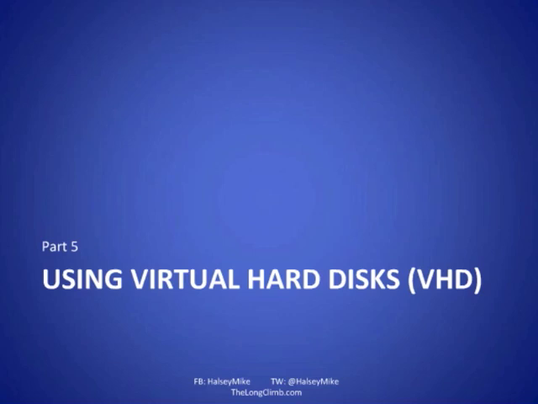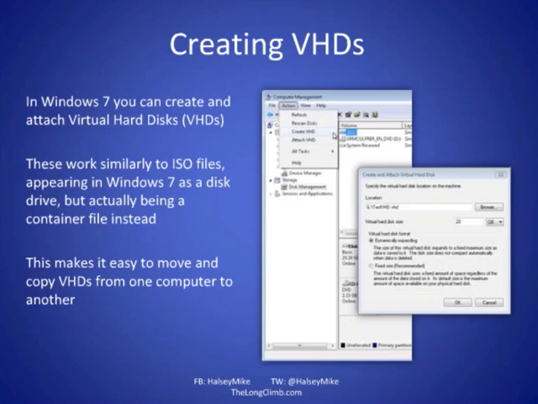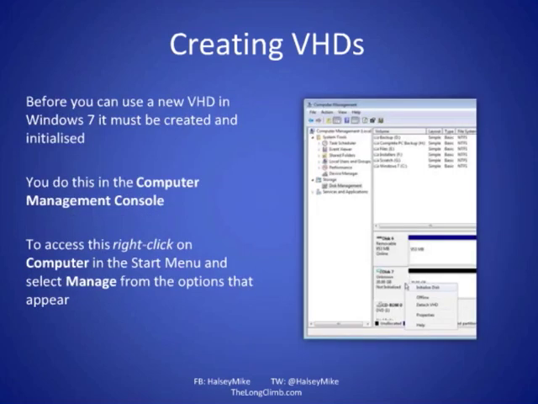A bit like an ISO, if you're used to disk ISO files, which are an image file of a CD or a DVD. But you can create these in Windows 7, and you can mount them as actual hard disks in Windows 7. The situation's not perfect, but it's useful. So here you can see you can create and attach them. You do this in the Computer Management Console, and on the next slide here.